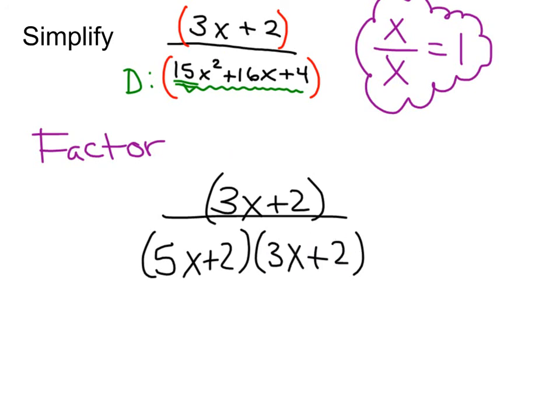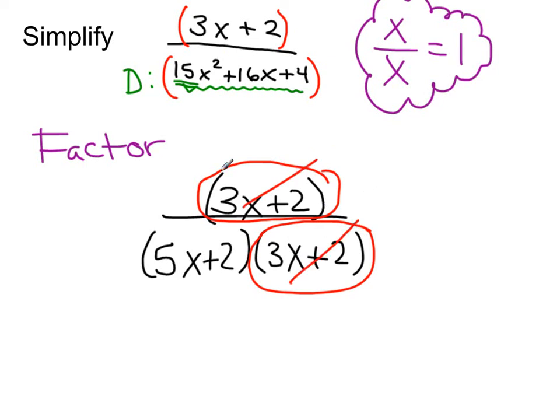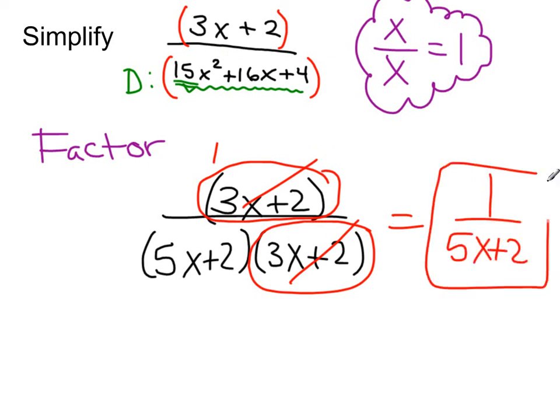Now that this is multiplication and division, we can manipulate it. We have the same thing in the numerator that's in the denominator. So we can cancel them using this rule up here. They go to each other once, and we are left with 1 over 5x plus 2. And that's our final answer.